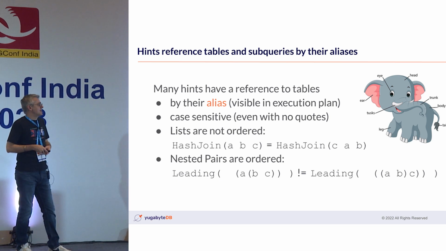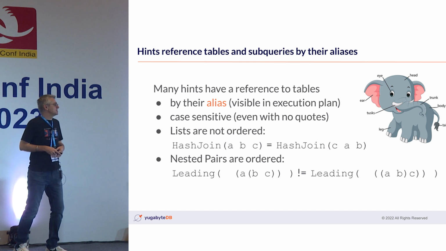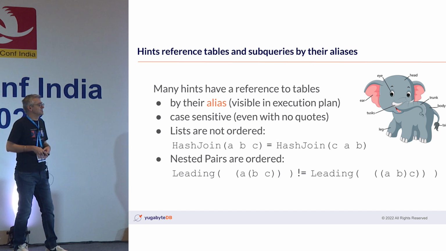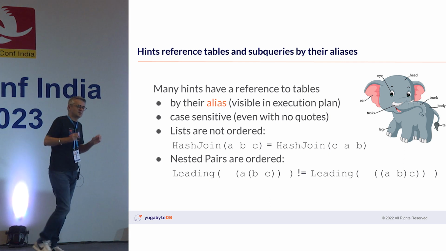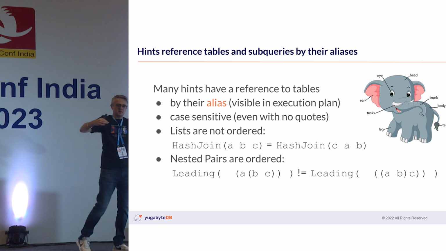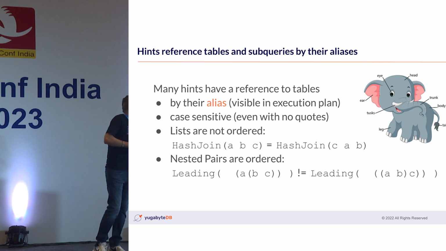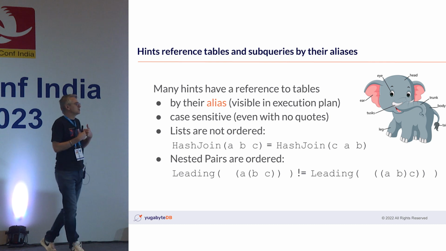And there are hints with a list of objects. For example, hashjoin has a list of aliases there. This list is not ordered, which means that if you see hashjoin ABC or hashjoin CAB, it means exactly the same. So it doesn't give the information to the query planner that you want to join A to B or B to A. This is just a list saying that when you are joining those three tables, you want a hash join. And anyway, in the PG plan code, they all put that alphabetically. So that's important to know.